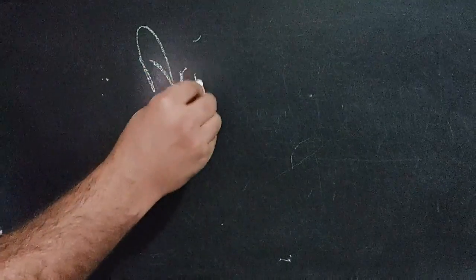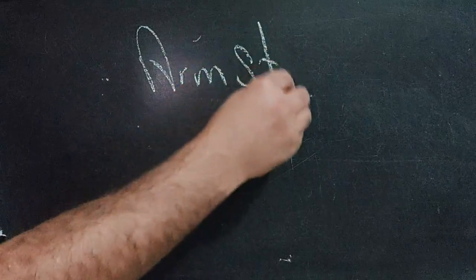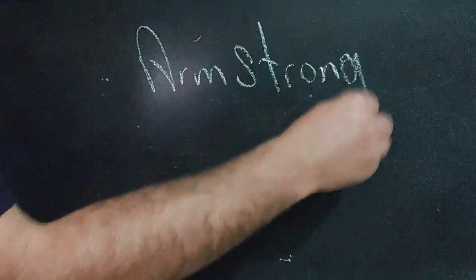There are too many types of numbers in maths, and some of them are very interesting and have very interesting names too. In this lesson, we are going to talk about one of them, which is Armstrong numbers.